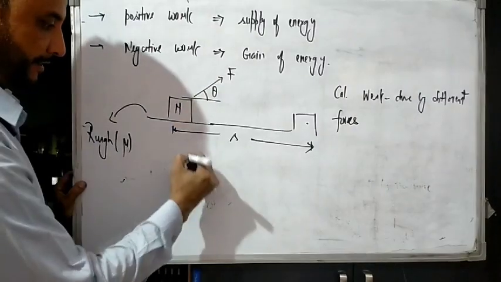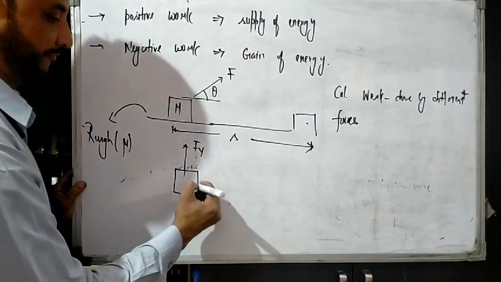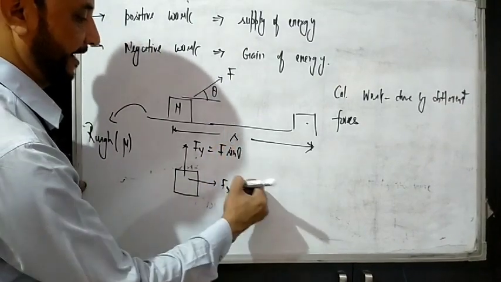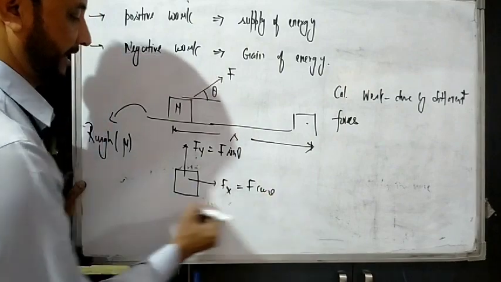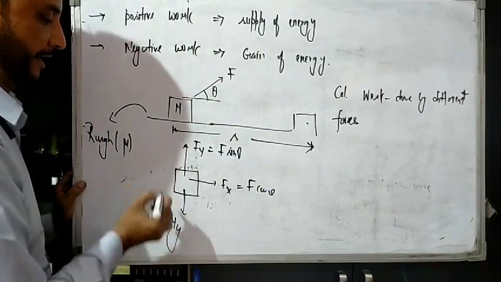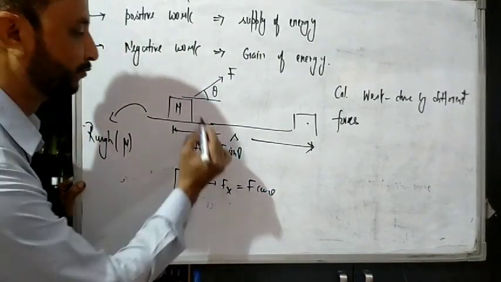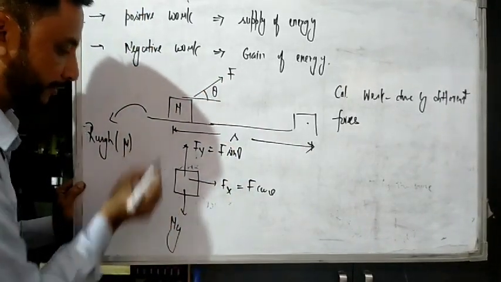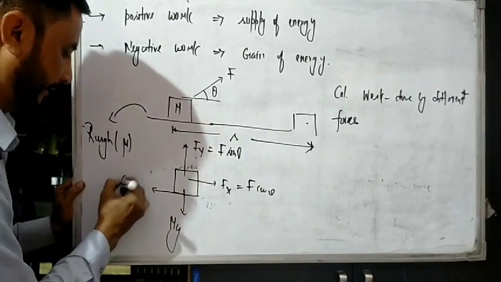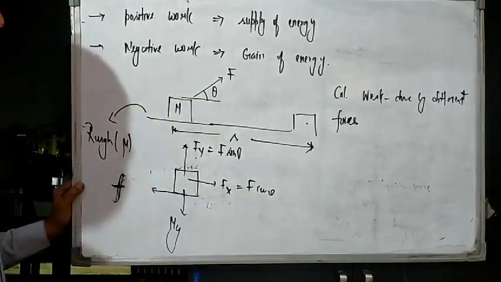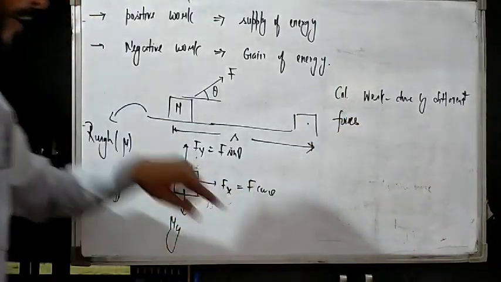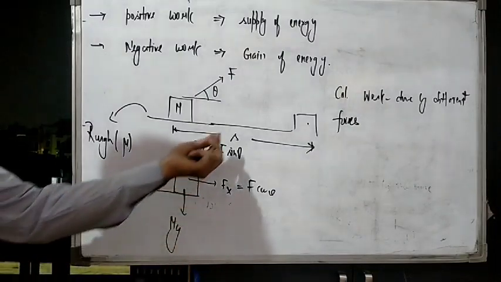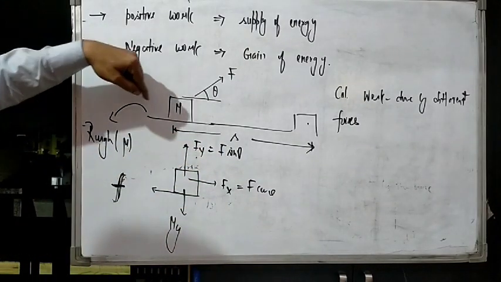So F will have two components, one is Fy and one is Fx. Fy is equal to F sin theta and Fx is equal to F cos theta, and mg. Okay, and as the block is moving in this direction, the friction on the block acts in this direction. I am just asking about the work done by all forces acting on the block. That's why we will neglect the work done by the friction on the ground by the block.